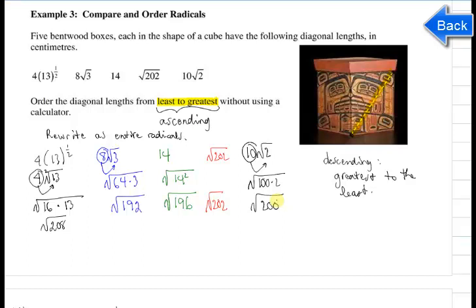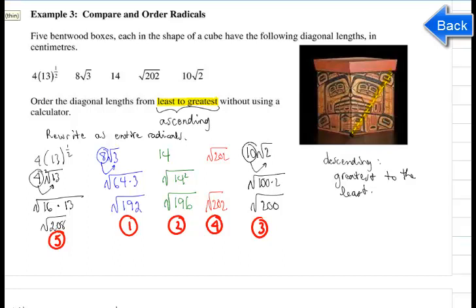Okay, so we're ready to order our numbers. We want to go from the least to the greatest, so ascending order. The smallest number that we have here, as you can see, is the square root of 192. Our second smallest number is the square root of 196. Our next number is the square root of 200. The next number is the square root of 202, and then our last one is the square root of 208.